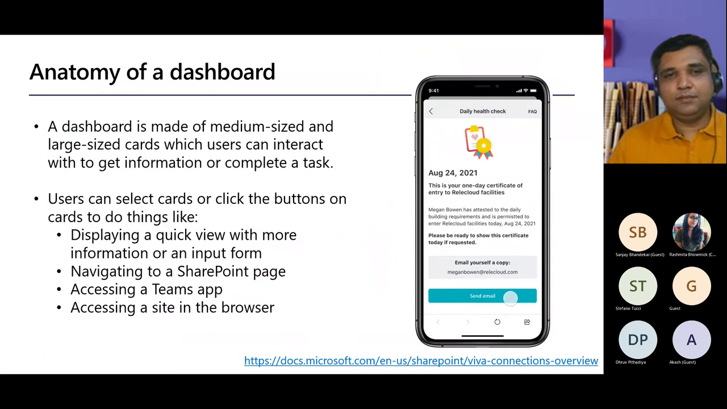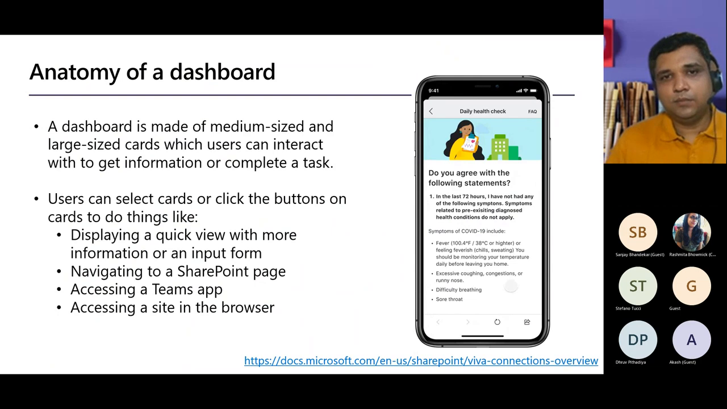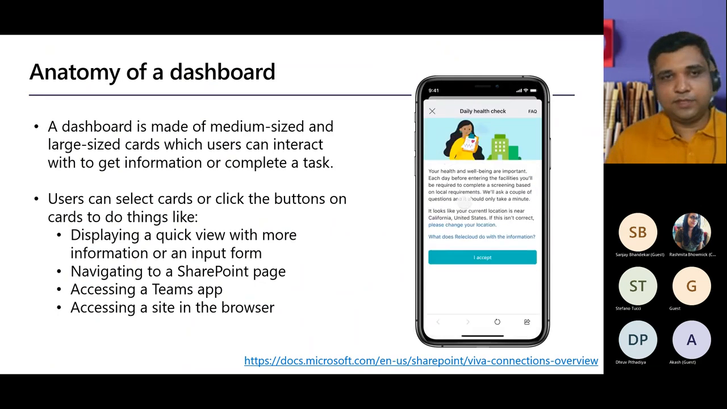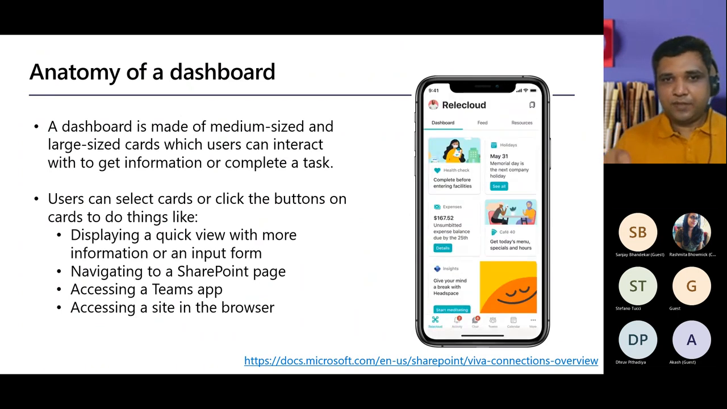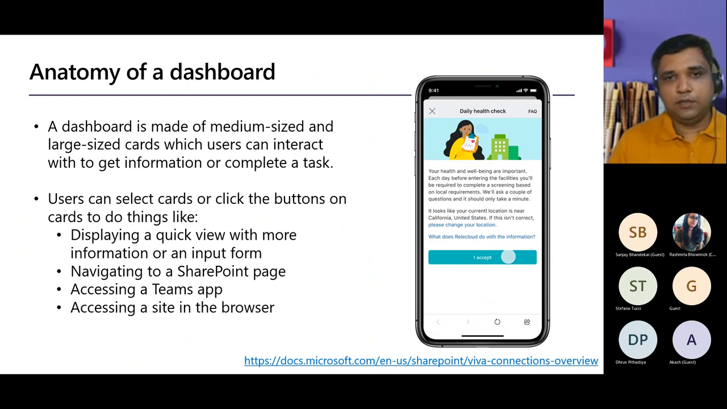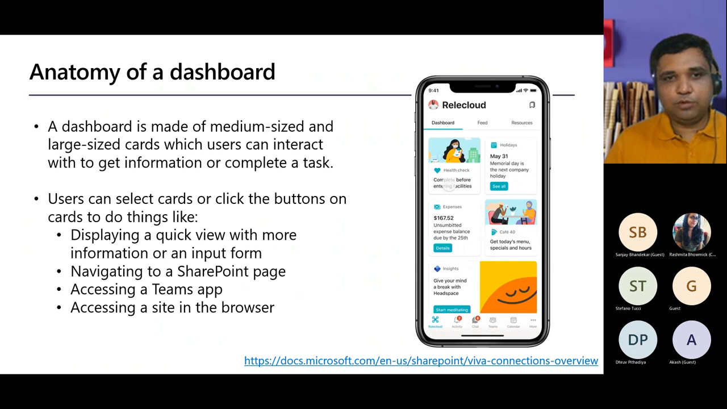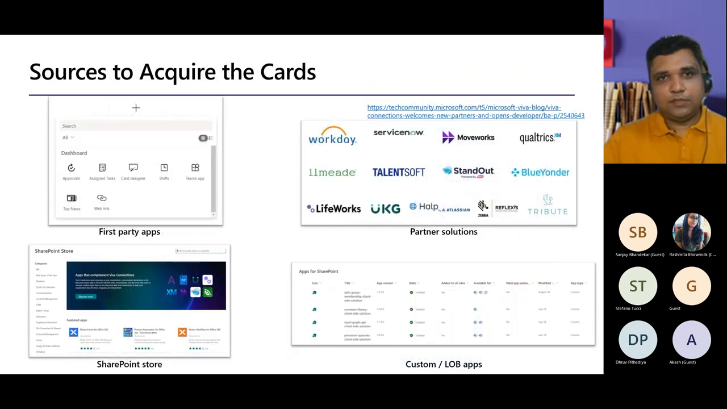So the dashboard, as we have seen, is made up of small, medium, and large size cards. So a large size card is equal to 2 times a medium size card. That can help your users to select the card, click on the buttons on the card, to just display some kind of a menu, navigate to the SharePoint page, or maybe access any of the apps inside Microsoft Teams. All right, so let us see from where we'll be able to acquire all those cards.